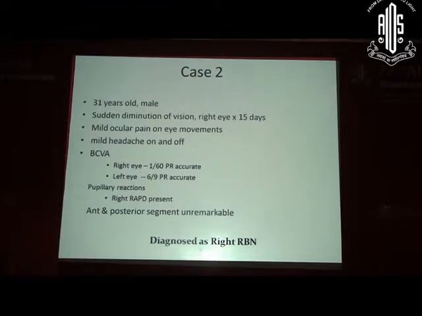Again, mild ocular pain on eye movements, mild headache off and on. You have 1/60 in the right eye and 6/9 in the left eye. There is a right afferent defect. Again, the anterior and posterior segments are unremarkable. Again, your RBN is your diagnosis.